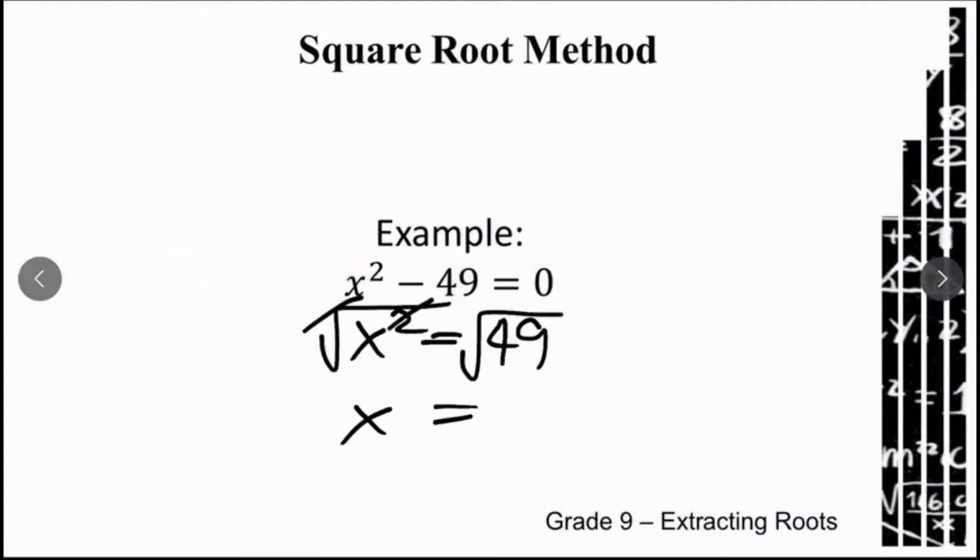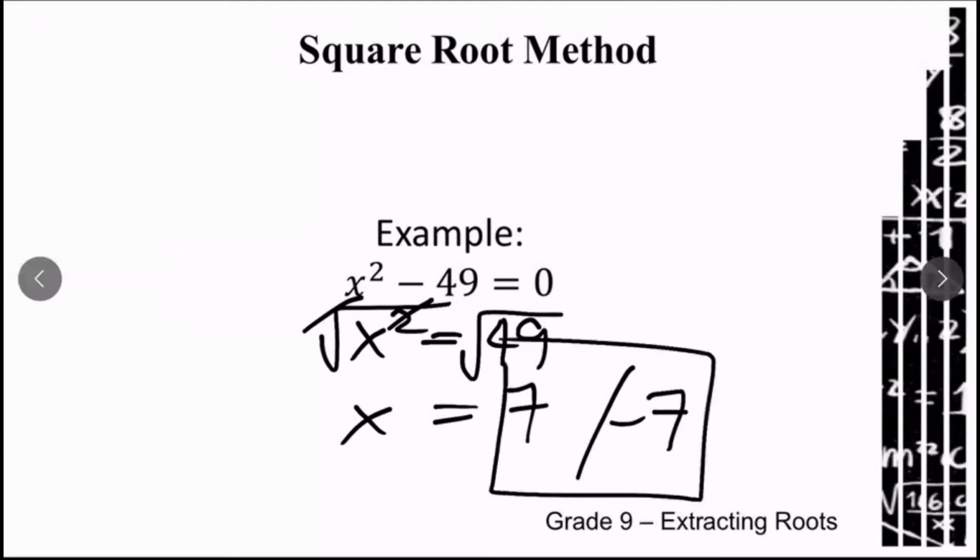And always remember, using the square root on a number, we will be having two answers. Square root of 49 is 7. One is positive and one is negative. Therefore, our answer here is 7 and negative 7.